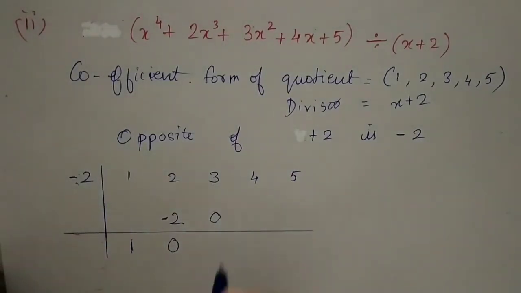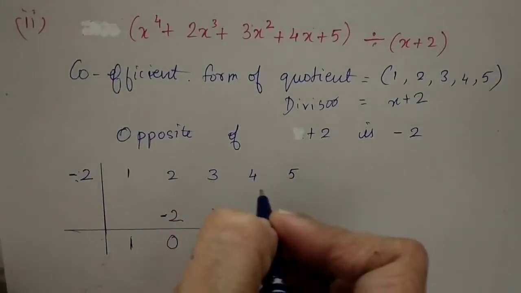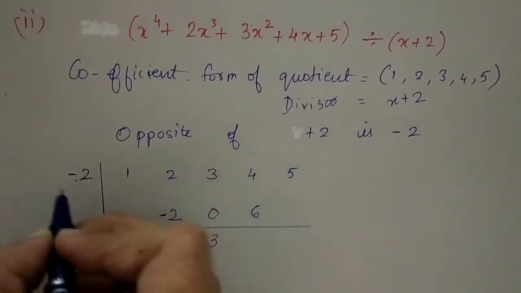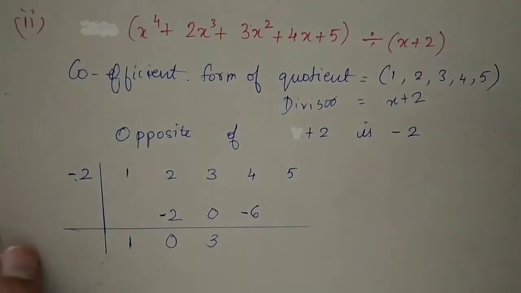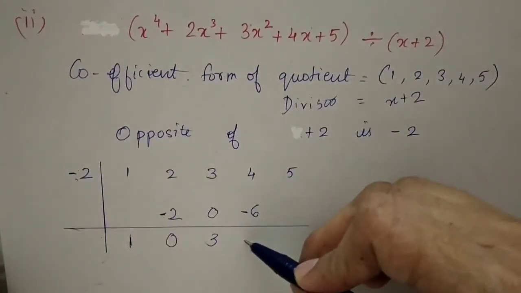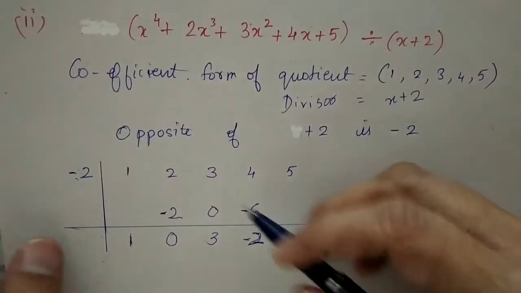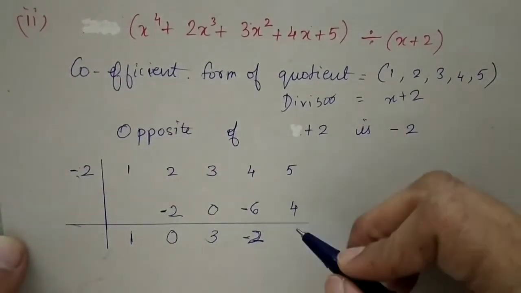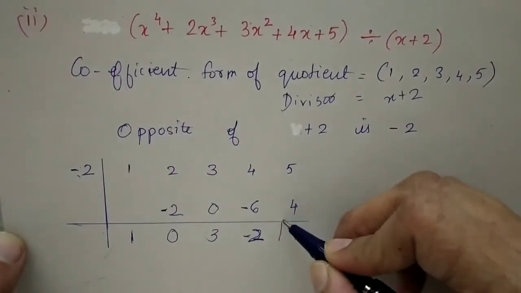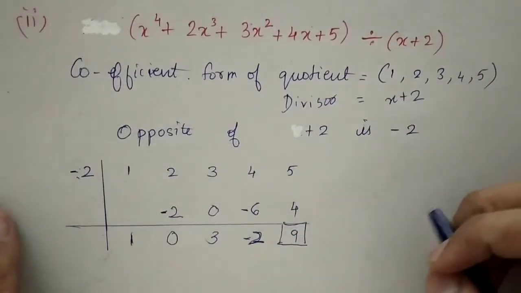3 plus 0 is 3. So you get a new number here. Now multiply minus 2 and 3. So 3 2s will be 6, which you'll write down here. And minus into plus will be minus. Now 4 minus 6 will be minus 2. Now 2 2s is 4, and minus into minus is plus. Now 5 plus 4 is 9.